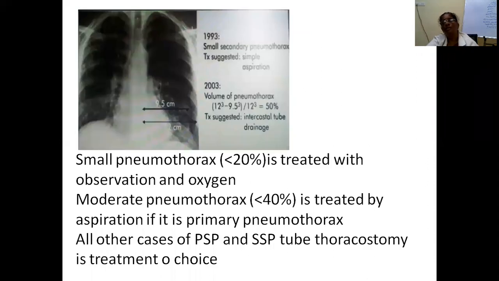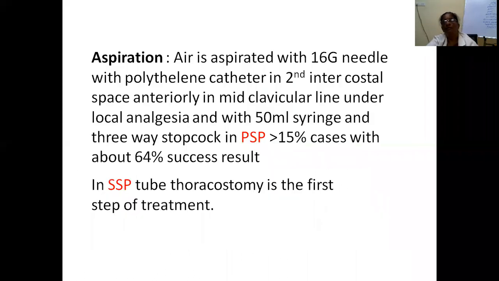So, moderate pneumothorax of less than 40% can also be treated in primary pneumothorax by simple needle aspiration. Aspiration is done in the second intercostal space, not like pleural effusion. In pleural effusion, the fluid settles in the lower zone, so the needle is generally introduced in the fifth to sixth intercostal space in the axillary line.